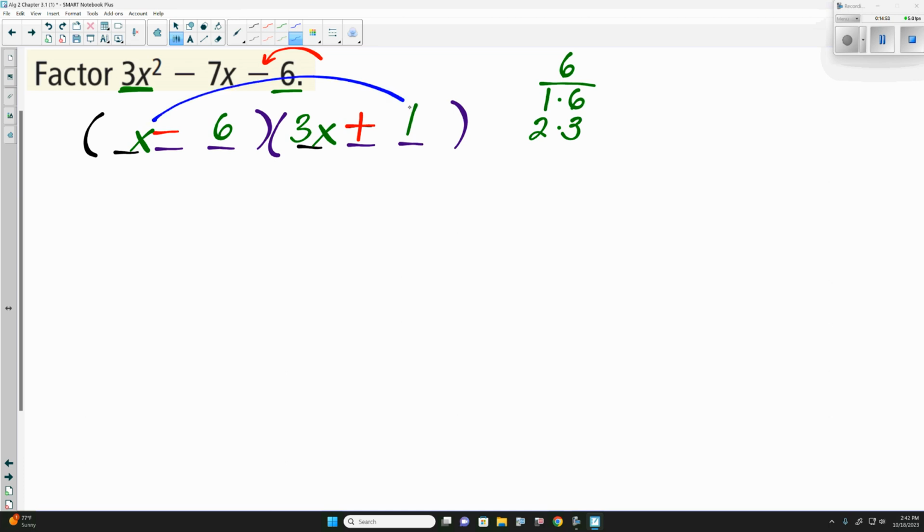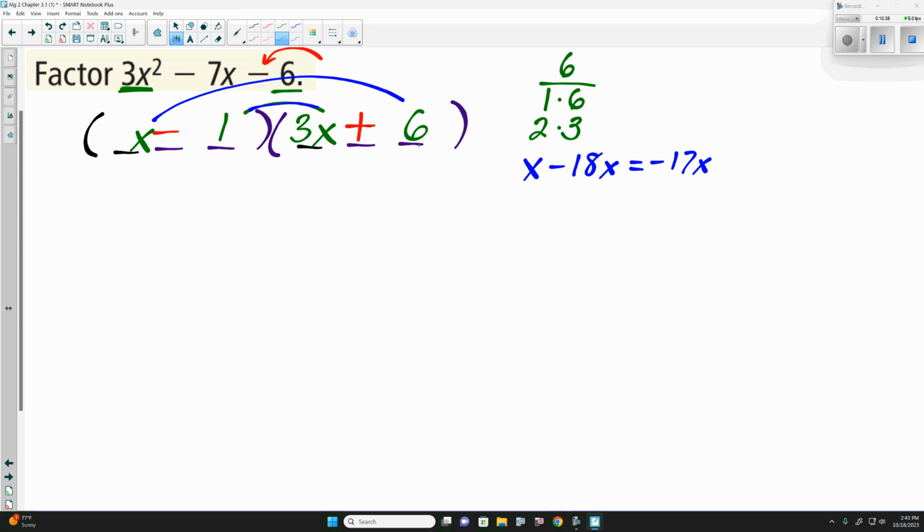And we can try this here. X times 1 is going to be positive 1x. Negative 6 times 3x is going to be negative 18x. X minus 18x is what? Negative 17x. Negative 17x, so that doesn't work. Now we can switch the 1 and 6. But this is not going to work either.